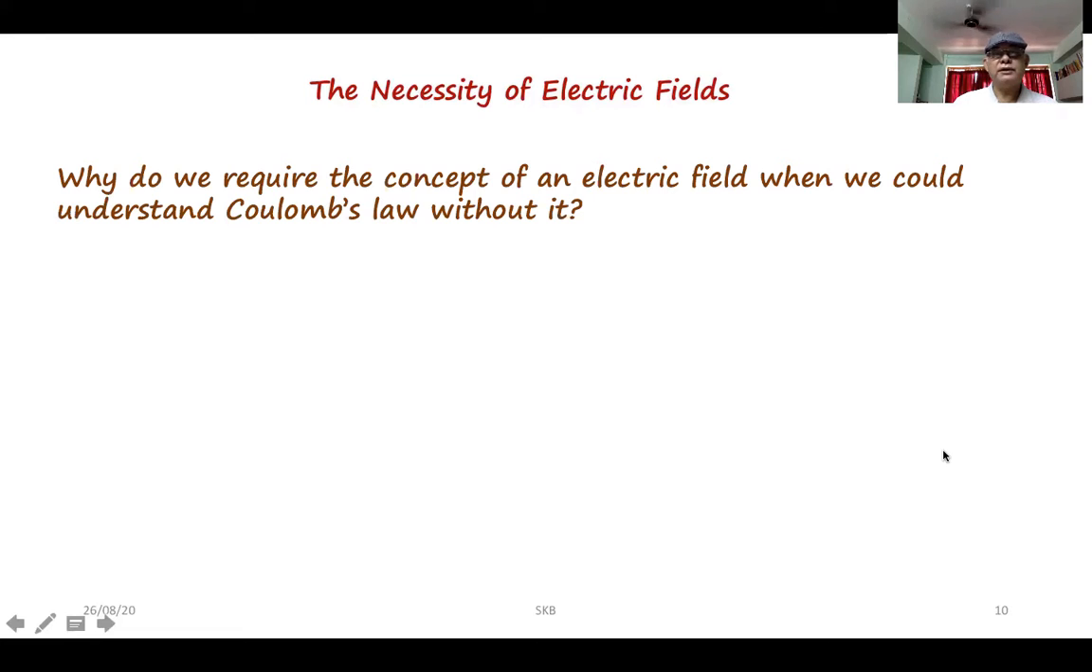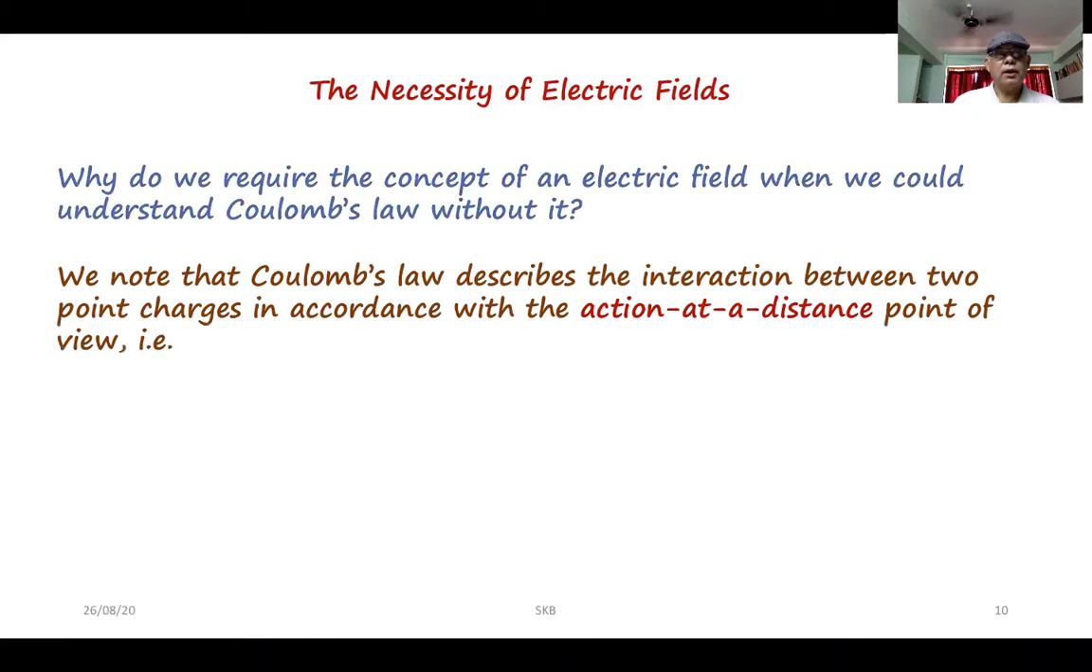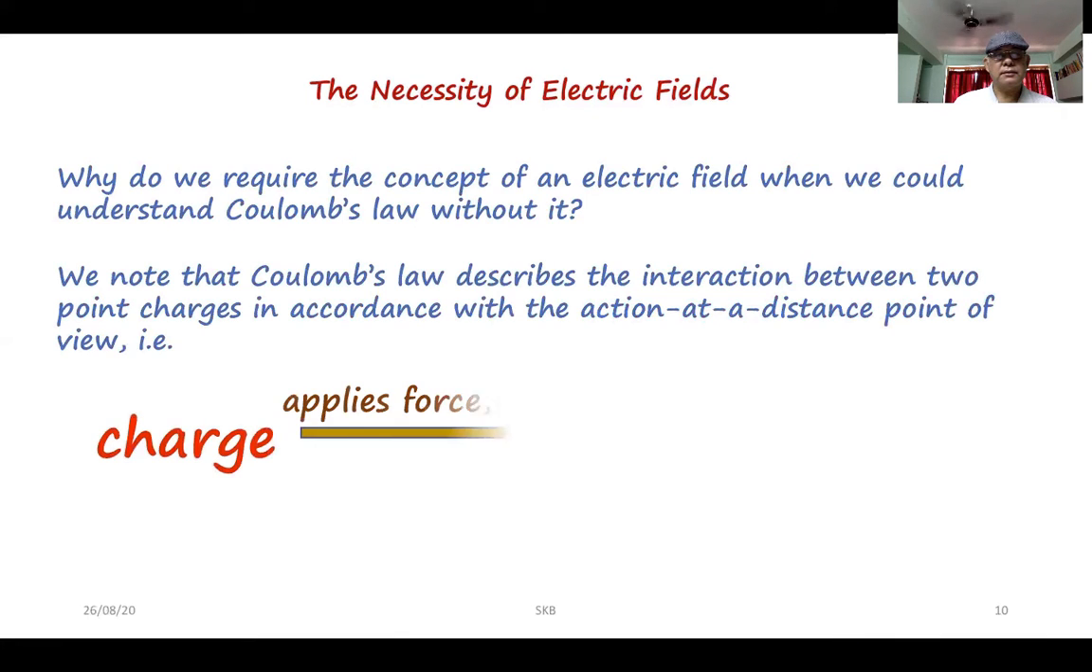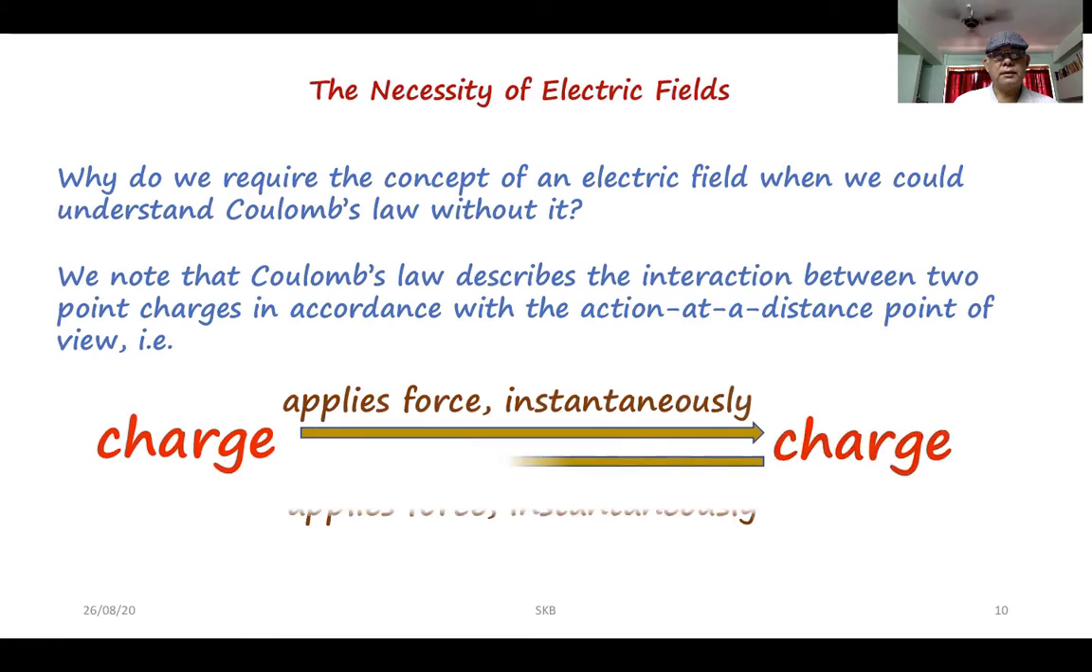The necessity of electric fields. Why do we require the concept of an electric field when we could understand Coulomb's law without it? We note that Coulomb's law describes the interaction between 2 point charges in accordance with the action at a distance point of view. That is, interaction between charges is direct and instantaneous.